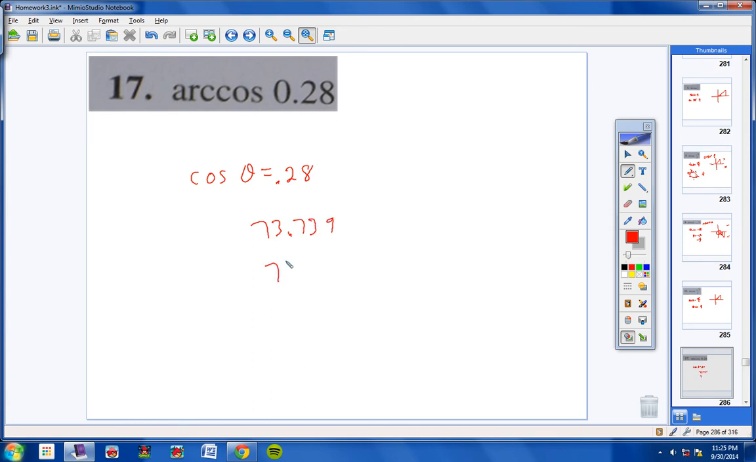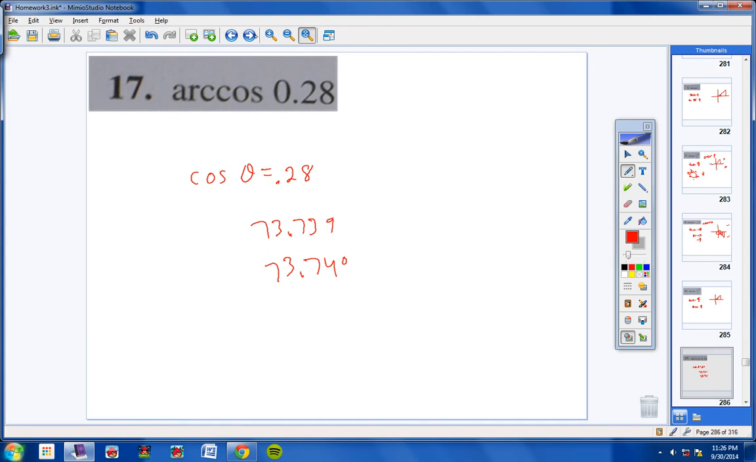So 73.739 would round to 73.74 degrees. Okay, I'm not sure if they want the answer in radians or degrees. It doesn't say. So depending whatever mode your calculator's in, my mode right now is degrees. So my answers are coming out degrees.